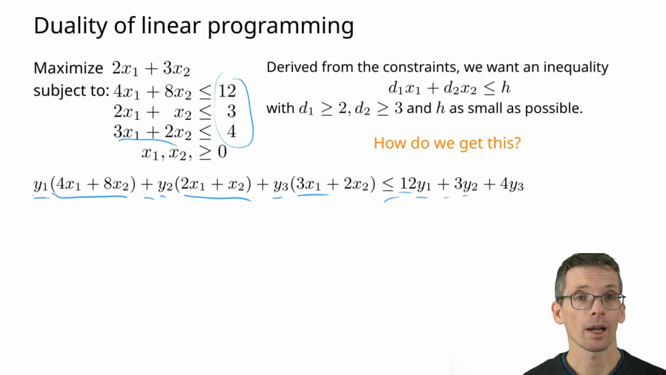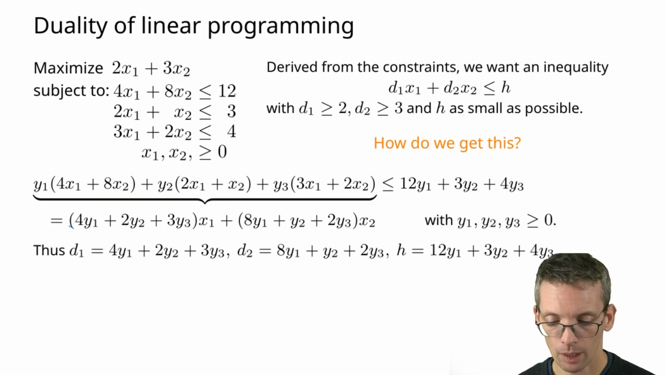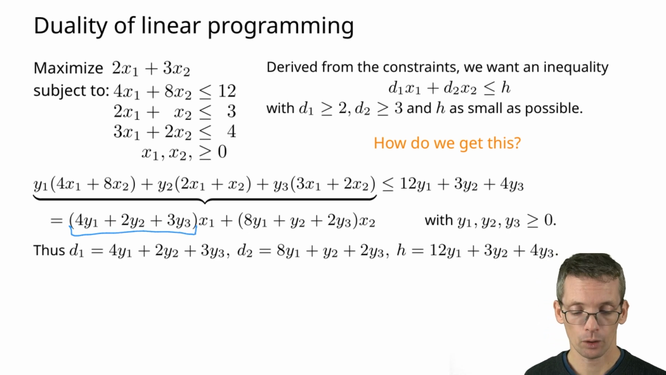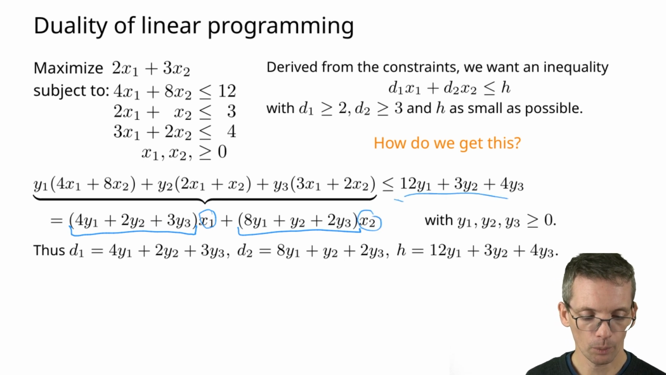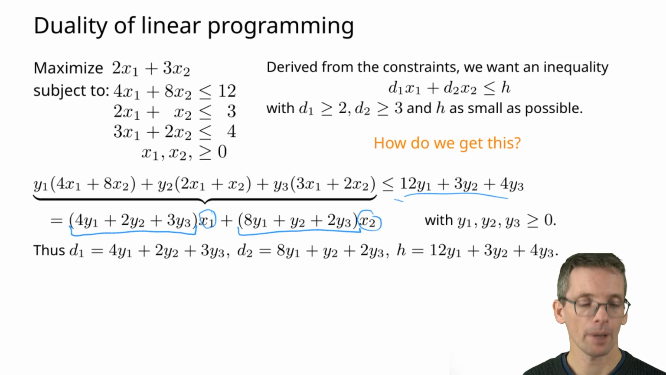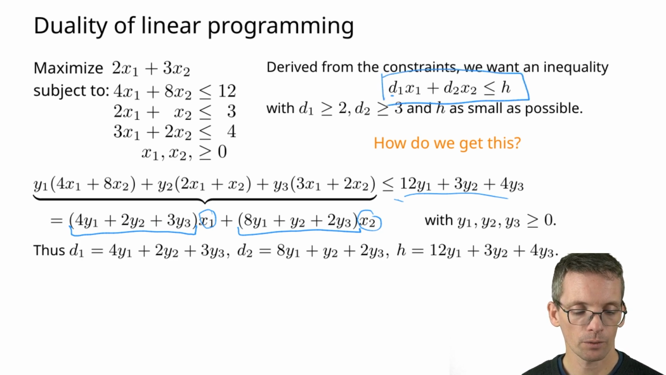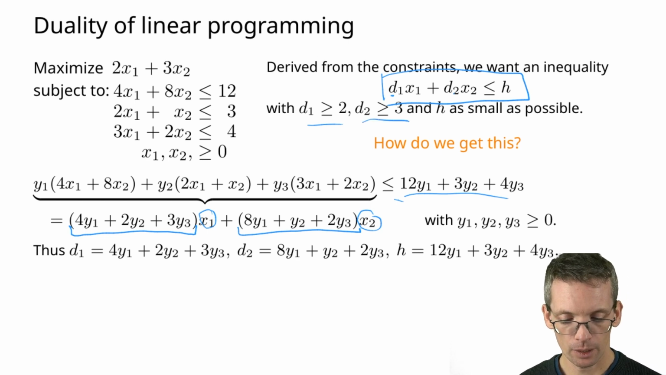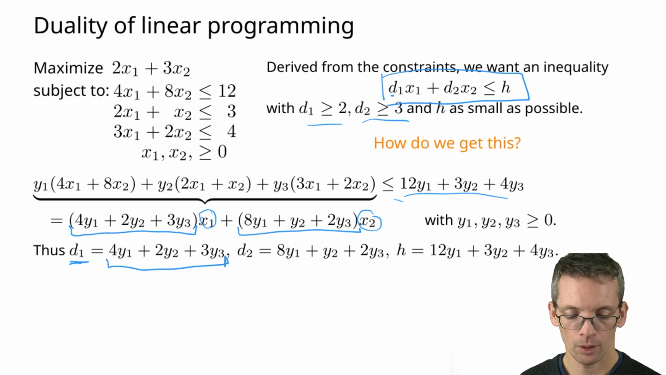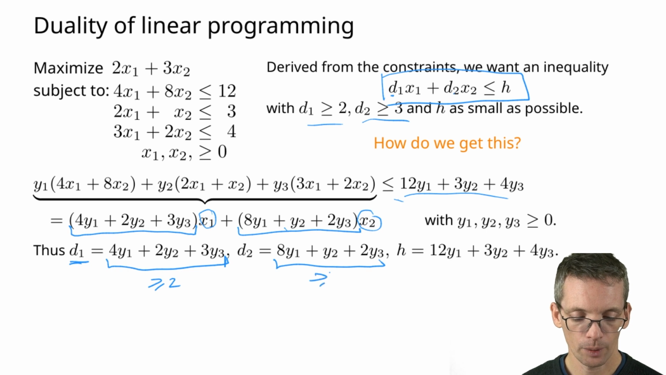If we now reorder these terms, then we have this here as the coefficient for x1 and this for the coefficient of x2, and this being smaller equal to that number here. So going back to that, we would like to have a bound like this. We want to find d1 and d2 such that d1 x1 plus d2 x2 is smaller or equal h. d1 had to be at least 2, d2 had to be at least 3. This means that my d1, which is this, we want to have that is at least 2, and my d2, which is here, it should be at least 3.